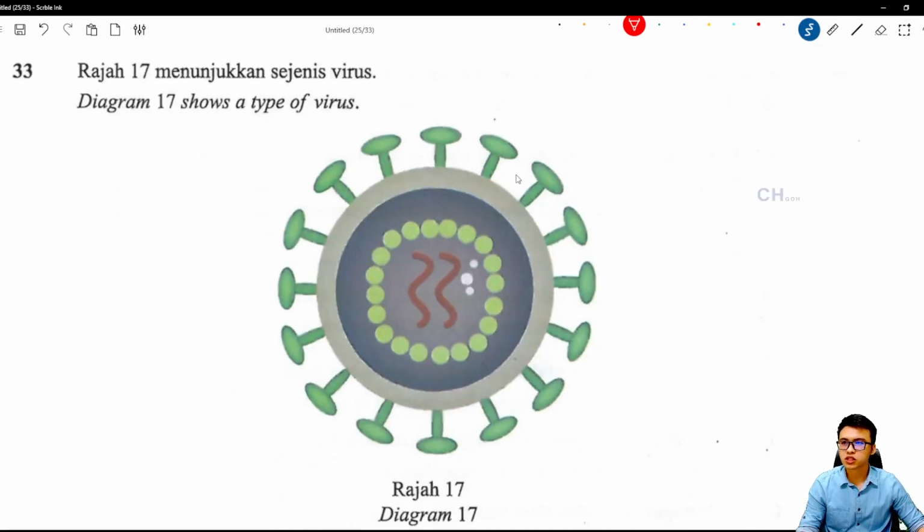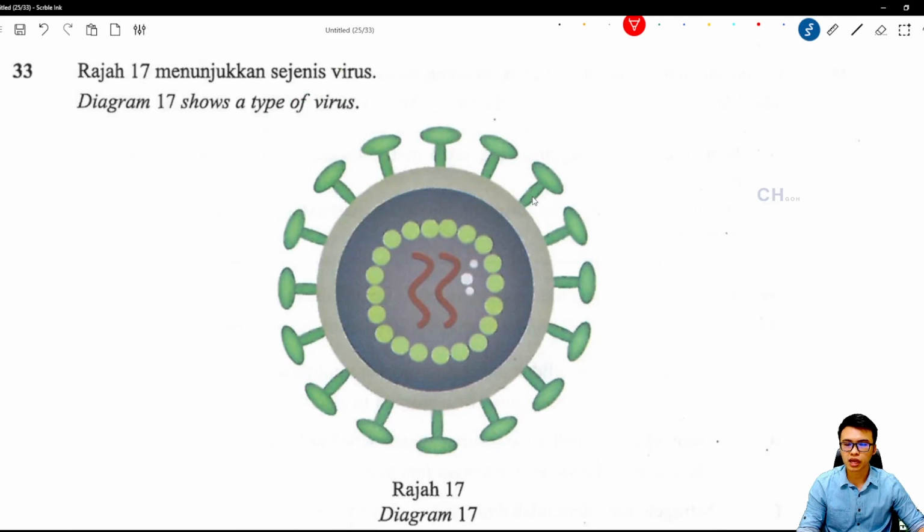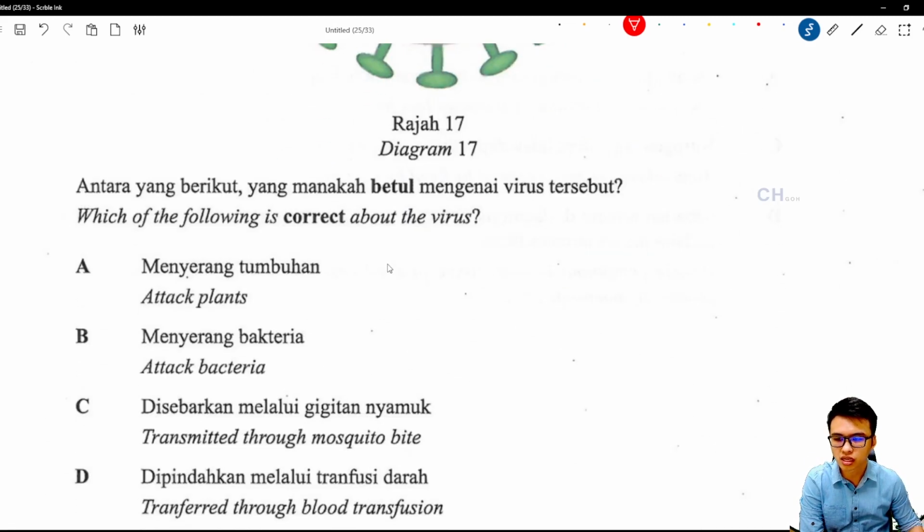Okay, so question 33. This is a type of virus. Now, which of the following is correct about this virus? You guys need to recognize the face of the virus. If you look at this virus, I guess this virus will be the HIV virus. Okay, HIV virus. So why? Because the virus that attacks bacteria is the T4 bacteriophage. Okay, it's the virus that looks like this.